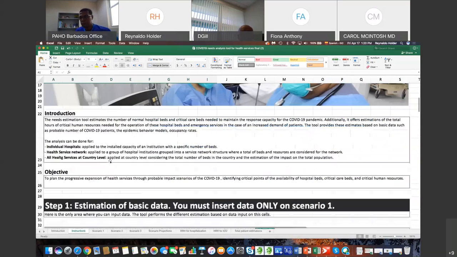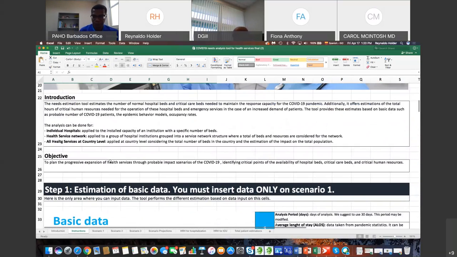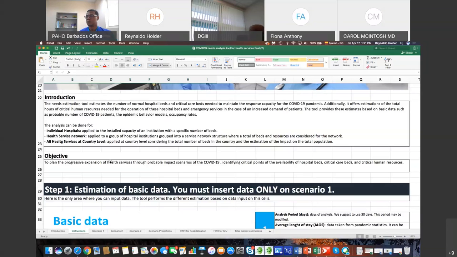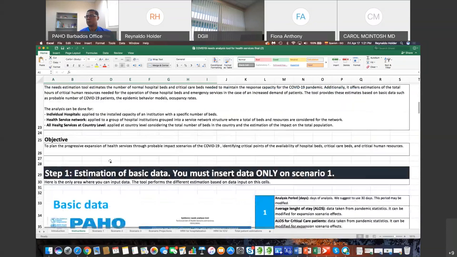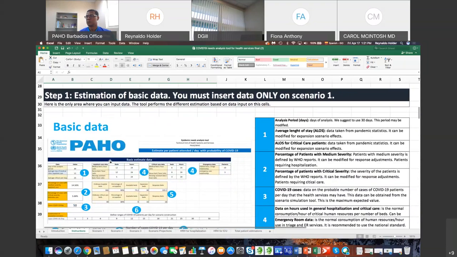So the analysis can be done for an individual hospital, can be done for a network of services that integrates both hospitals and primary care, and it can be done for all services at the country level. You can actually do an assessment of the entire country based on an estimation for all hospitals in that country.